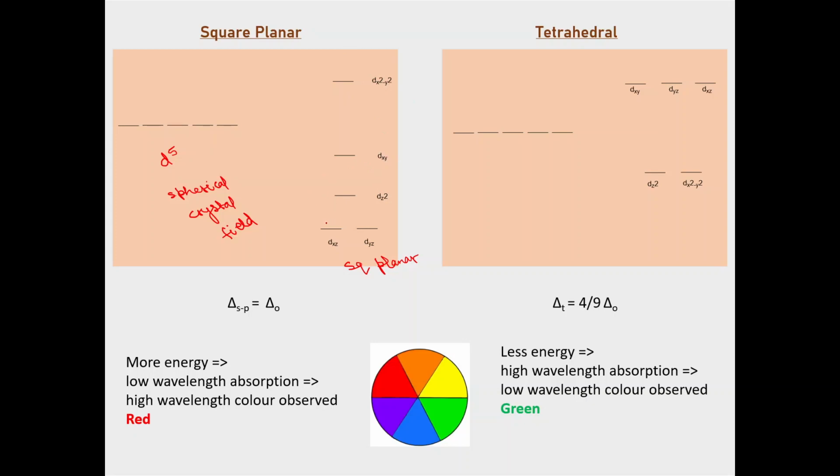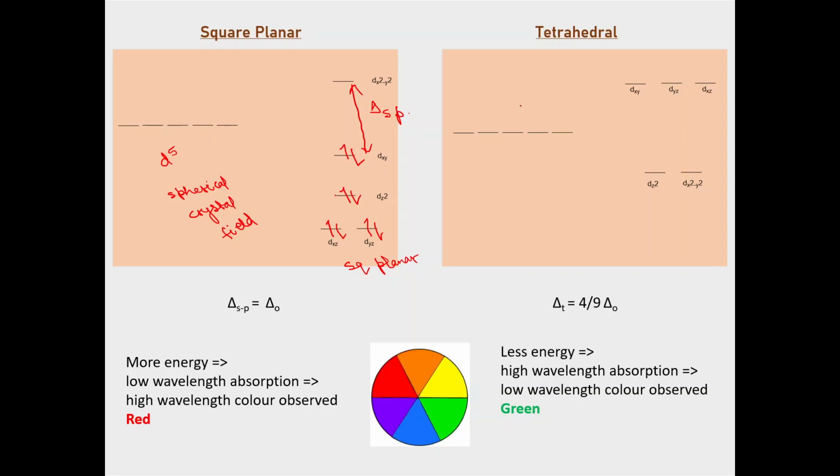Here we have eight electrons, right? So one, two, three, four, and all are paired. Seven, eight. And this gap between dxy and dx square minus y square is the crystal field splitting for square planar complexes.